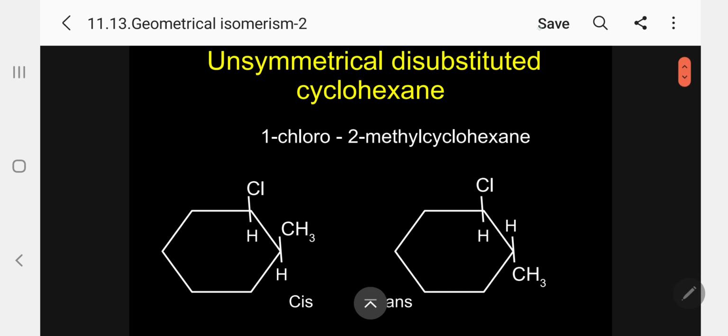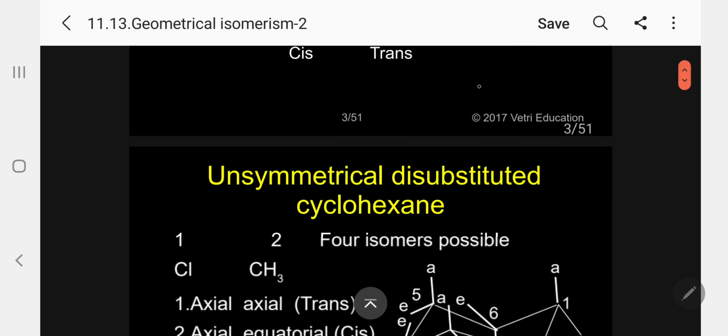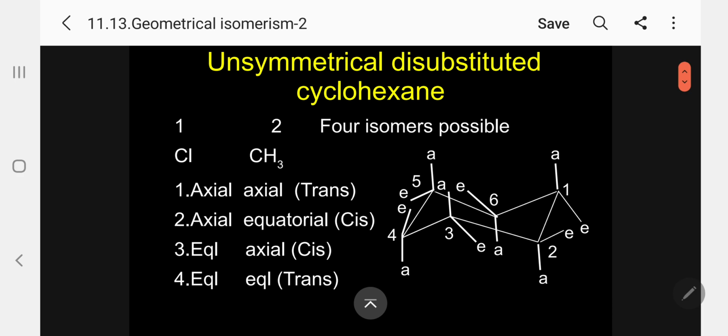Unsymmetrical disubstituted cyclohexane, a specific example here, see here, it is given 1-chloro-2-methyl cyclohexane. I am giving example here. In the ordinary cyclohexane structure, this is not the real structure. Real structure should be in the chair form.